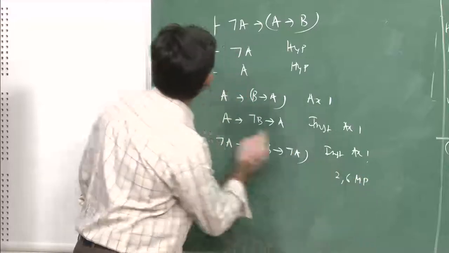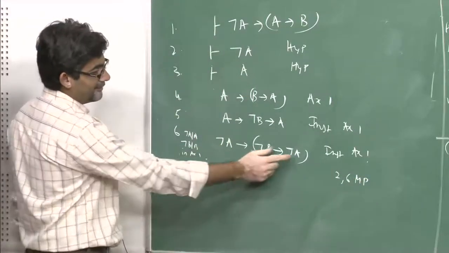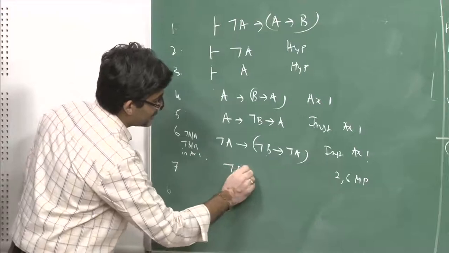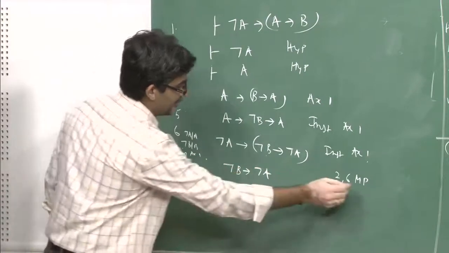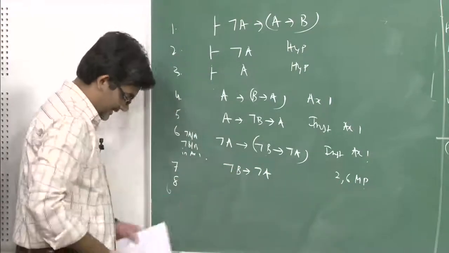2 and 6 modus ponens. What is 2 here? Not A, and not A implies this one. By this modus ponens, you will get this thing. 2 and 6 modus ponens, you will get this.